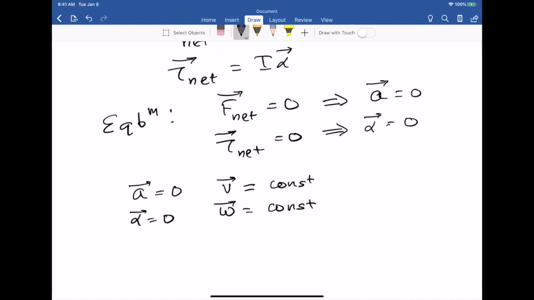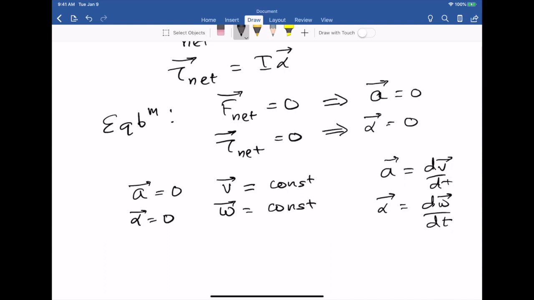In case you are concerned about where I got the fact that v equals constant and omega equals constant, that should not be surprising at this point. That's just because a is defined as dv/dt and alpha is defined as d omega/dt. So the velocity being constant means that the object could be at rest or moving at a constant velocity, because when it's at rest, the velocity is 0 and that's constant. So it's all included.